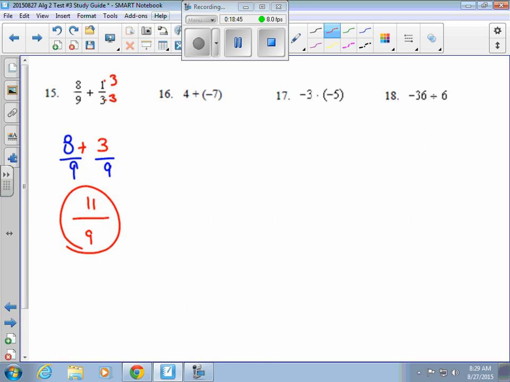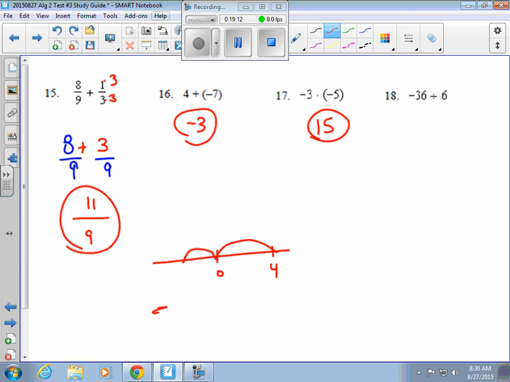4 plus a negative 7 is the same thing as 4 minus 7. 4 minus 7, think of your number line. At 4 minus 7, you're going to go this way 4 times, and then 5, 6, 7 is 3 more times, so it'll be negative 3. A negative times a negative for this next one, we know is a positive. 3 times 5 is a positive 15. A negative divided by a positive is a negative for this next one, and 36 divided by 6 is 6.